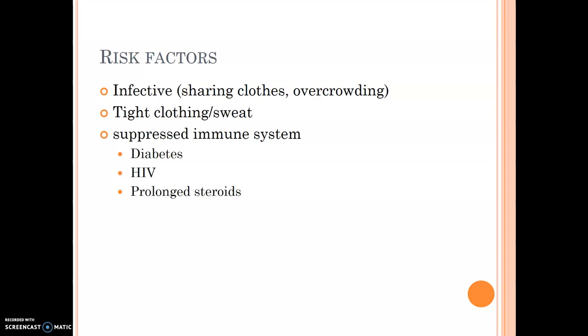So, what are the risk factors for fungal infection? Fungal infection is very infectious, in which you can get it from sharing clothes or overcrowding, excessive sweat, as well as if you have a suppressed immune system, for example, if you have diabetes or HIV or prolonged use of steroids. So basically, when you suspect fungal infection, these are the questions that you need to ask in the history taking. Whether you have history of sharing clothes, whether you are staying in overcrowded places, whether you have diabetes or any other immunosuppressive disease.